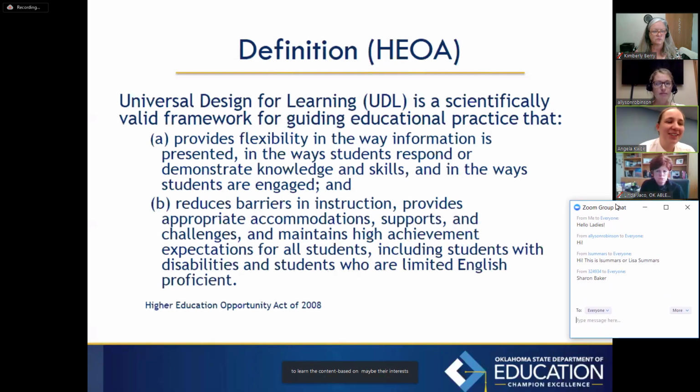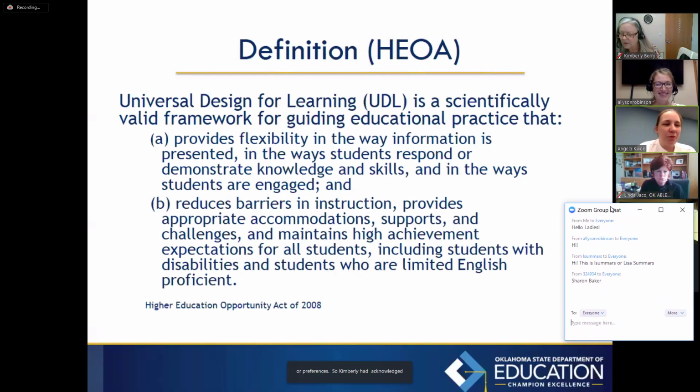So Kimberly had acknowledged that this is quite a mouthful, but it's very important. When you think about Universal Design for Learning, we want to be conscious that it's federal law that was included with the Higher Education Opportunity Act of 2008. And it's a scientifically valid framework, and it guides educational practice. It still continues to be relevant for the new law, the Every Student Succeeds Act, which was in 2015, and includes the definition and endorsement of Universal Design for Learning. It was the 7th reauthorization of the Elementary and Secondary Act of 1965, which was originally passed to address the need for greater equity and opportunity in public schools.